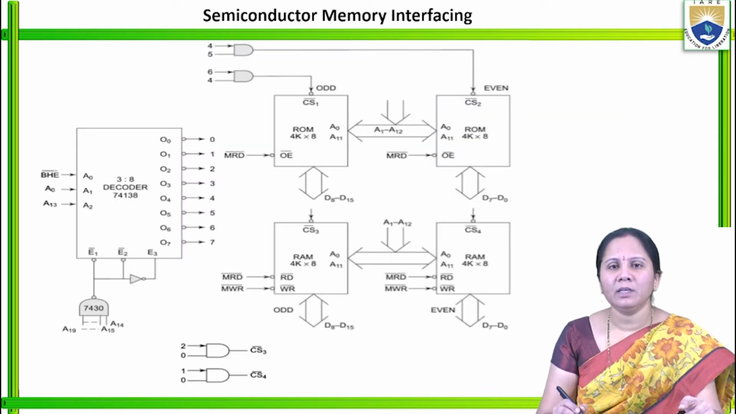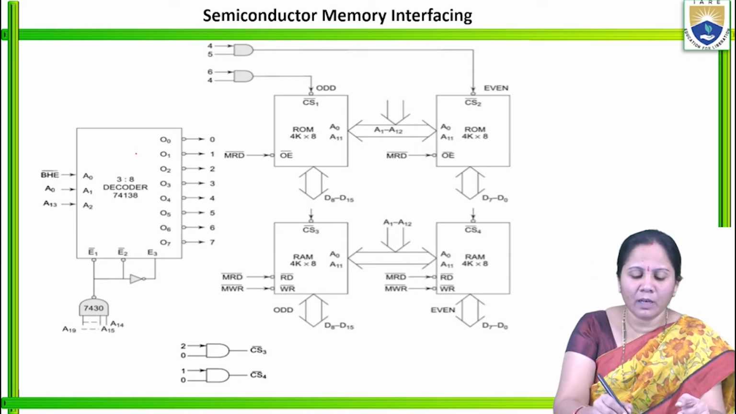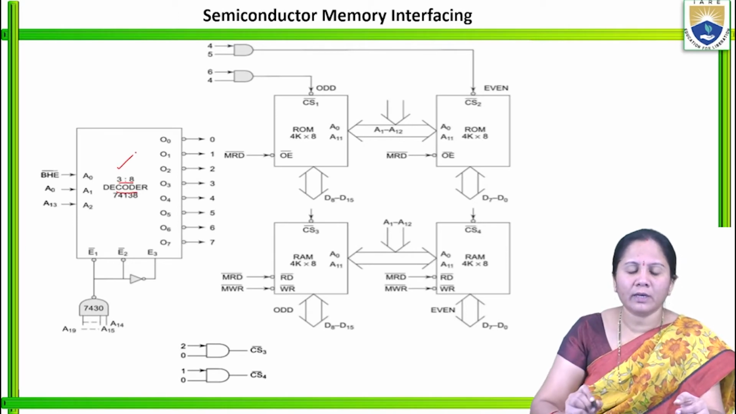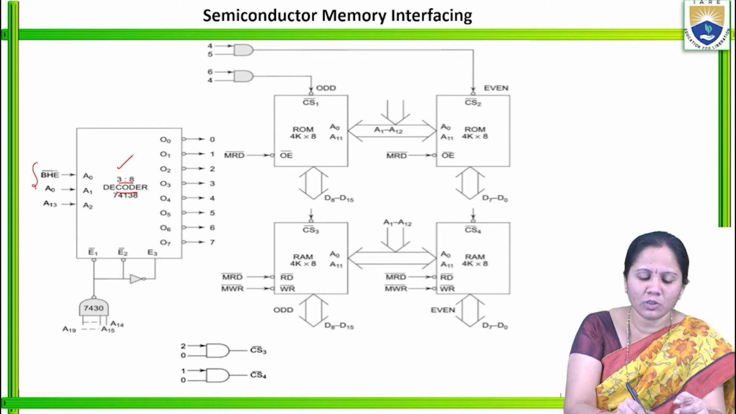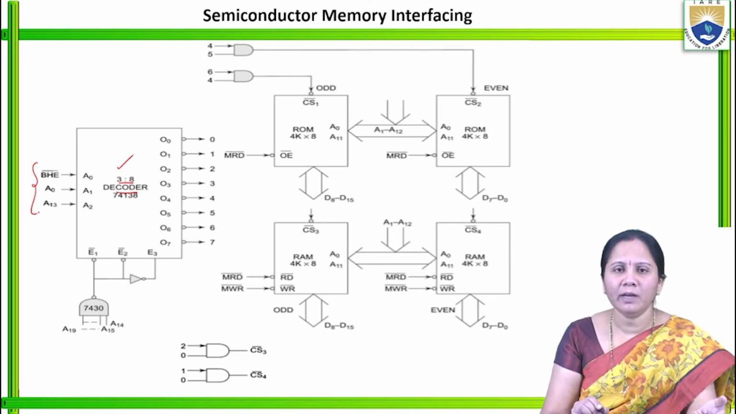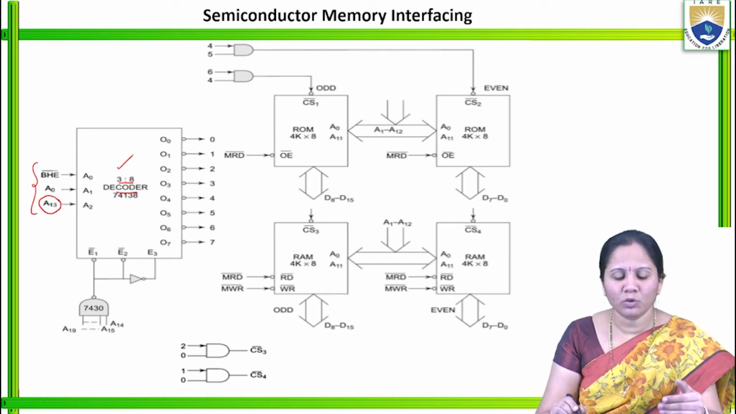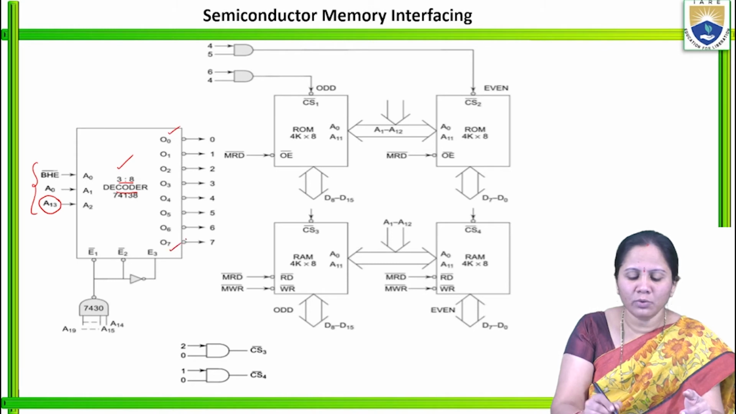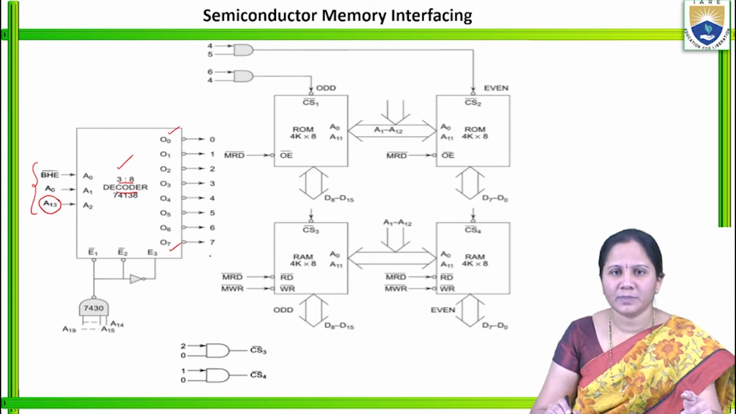Here is the interfacing diagram we can observe, and we are interfacing with the help of this 3 to 8 decoder. We take the help of the 3 to 8 decoder because it consists of 3 inputs. These are the 3 inputs: A0 and BHE bar, along with the A13 bit, which decides ROM and RAM. The 3 to 8 decoder circuit has 8 outputs, O0 to O7, and these outputs will be driving all these chips.